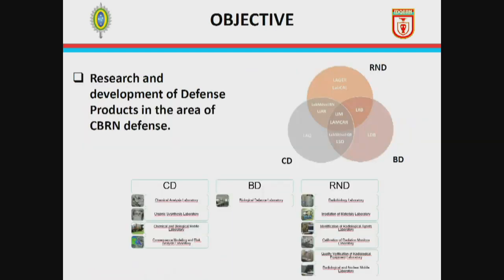On the objective, the institute does research and development of defense products in the area of CBRN defense. For this reason, it has 11 labs distributed in 3 defense sections: chemical defense with 4 labs, biological defense with 1 lab, and radiological and nuclear defense with 6 labs.